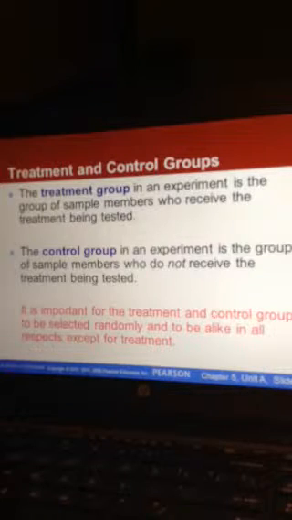There needs to be, it needs to make sure that the way the treatment group and the control group were selected must be random. So that way there's no dispute on that part of the treatment or that part of the experiment.